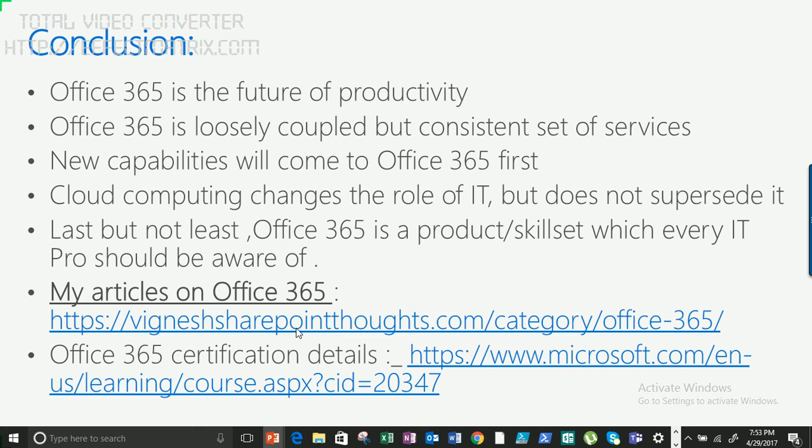Okay, and any new capabilities, right? So let's take SharePoint as an example, right? So when you see SharePoint Online, right, before that service comes to the on-premises version of SharePoint, let's say before that service shows up in SharePoint 2016, it's already showed up in Office 365, right? So any new feature or capabilities will come to Office 365 first, right?